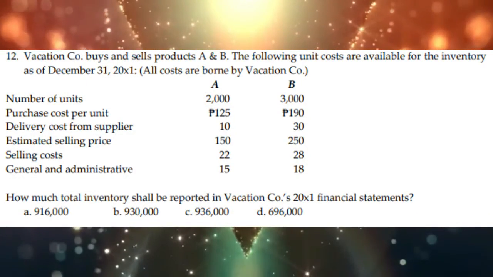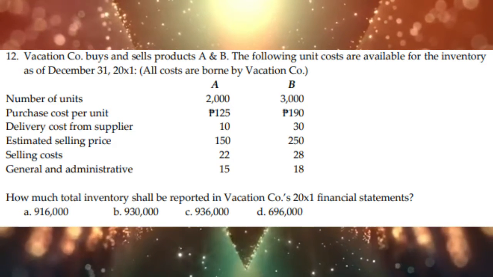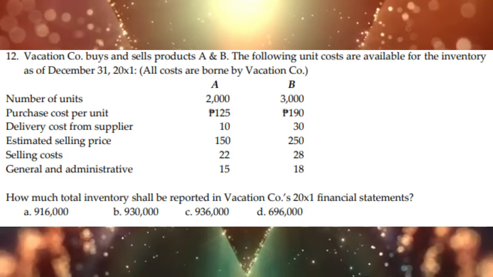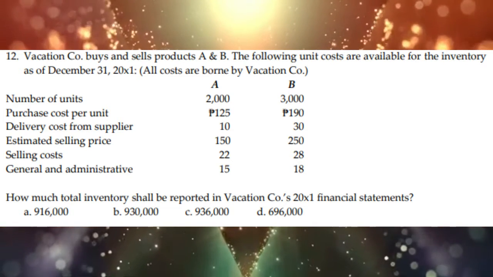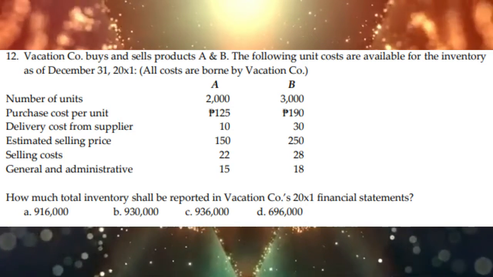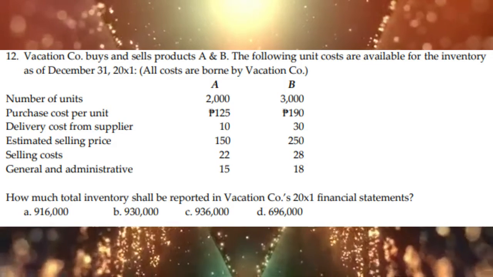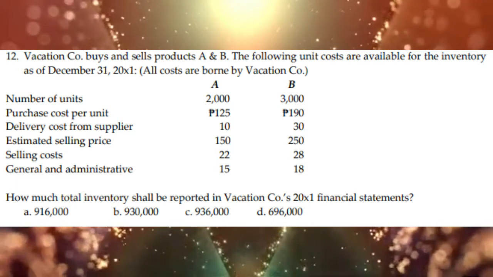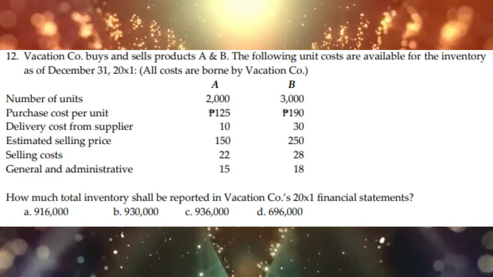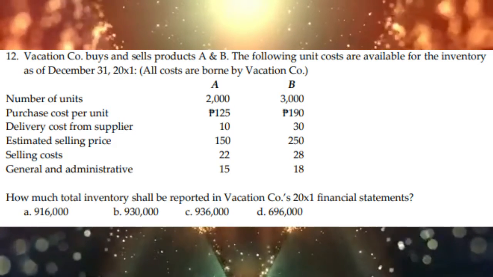Number 12. Vacation Co. buys and sells products A and B. The following unit costs are available for the inventory as of December 31, 20x1. Reminder, all costs are borne by Vacation Co. So this is the following information. Number of units: A is 2,000 and B is 3,000. Purchase cost per unit: 125 pesos for A and 190 pesos for B.